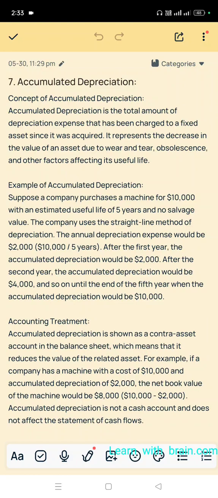Once again we go for the meaning. Accumulated depreciation is the total amount of depreciation expense that has been charged to a fixed asset since it was acquired.